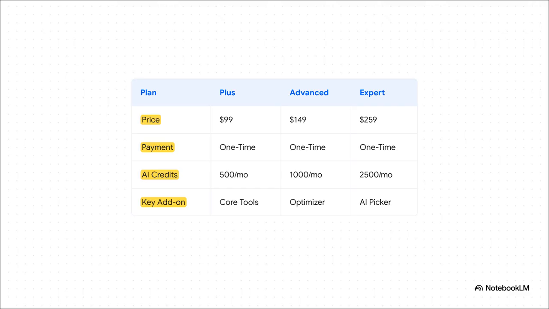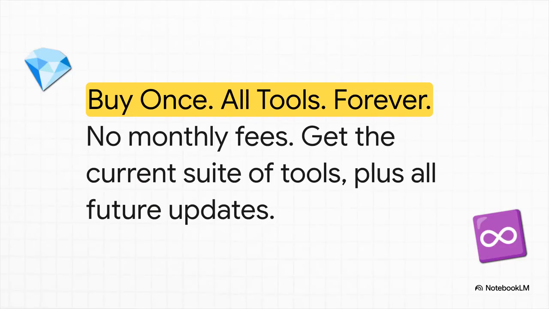They're all set up as a one-time payment for lifetime access, and you get a fresh batch of AI credits every month. The main differences really come down to how many credits you get and whether you get access to their other tools, like a strategy optimizer or even an AI-powered stock and options picker on the higher-end plans. The model is pretty simple. Buy it once, you own it forever. And that includes all the tools they have now, plus any future updates, all without any of those pesky monthly fees.